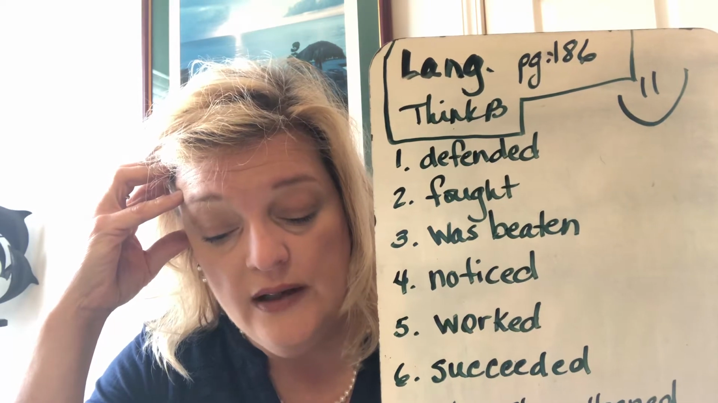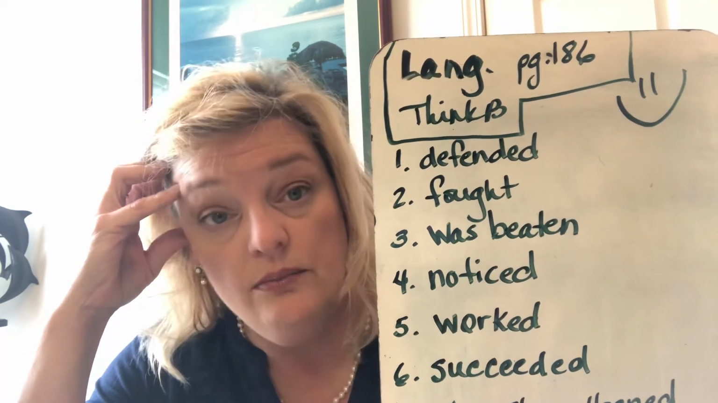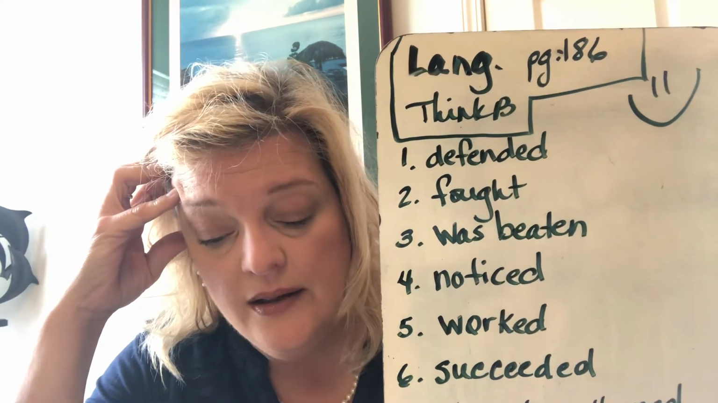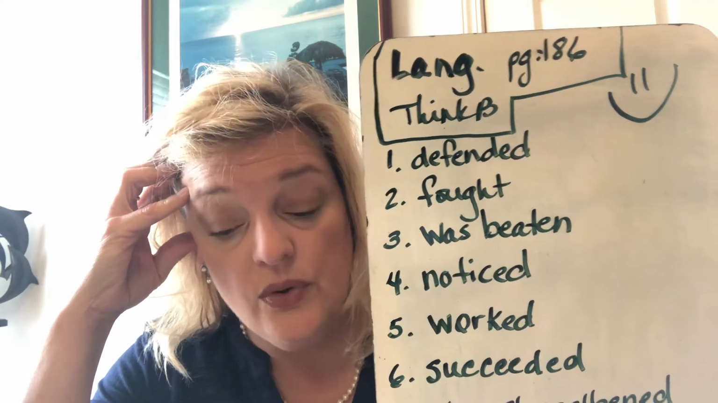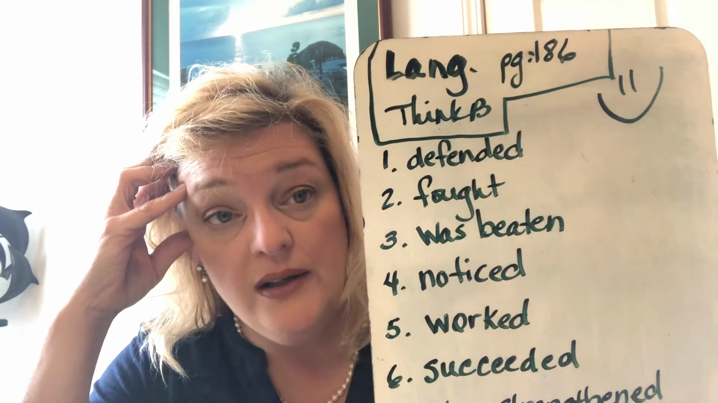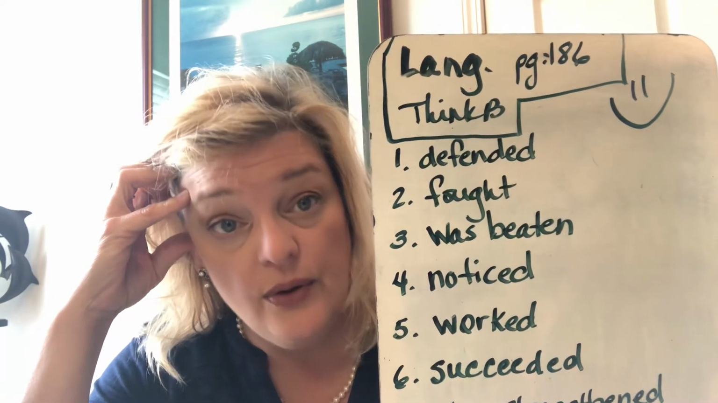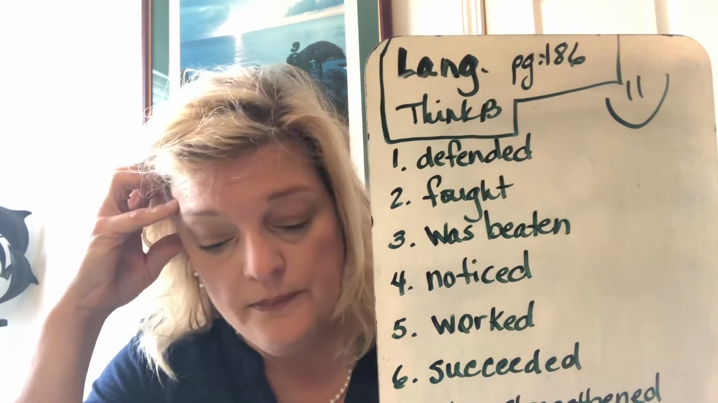Number 2, he and his men courageously fought the English. Who or what fought the English? Men, he and men. What did they do? They fought. How did they fight? Courageously. So courageously is underlined. Fought is in the blank because it's the verb that the adverb is describing.